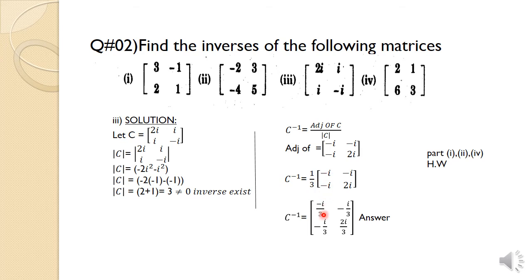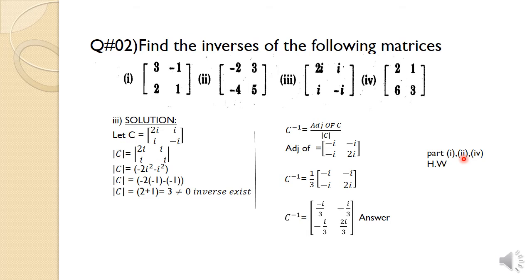So 1 over 3 multiplied by -i means -i over 3. And similarly -i divided by 3, and similarly -i multiplied by 1 is also -i upon 3. And 2i multiplied by 1 over 3 is 2i upon 3. So students, similarly you can solve part 1, part 2 and part 4. If you face any query, then you can ask me on my WhatsApp number.